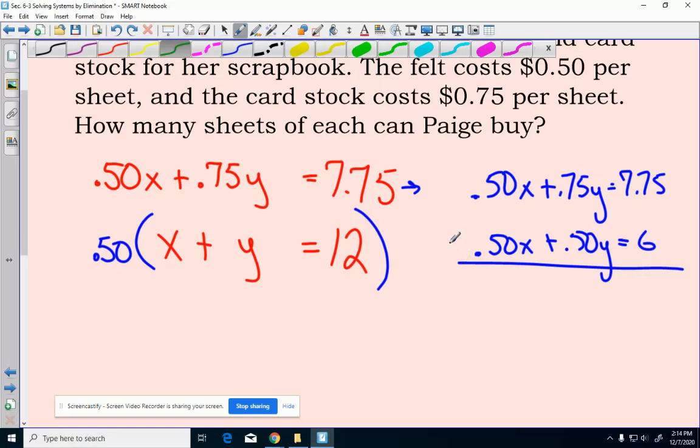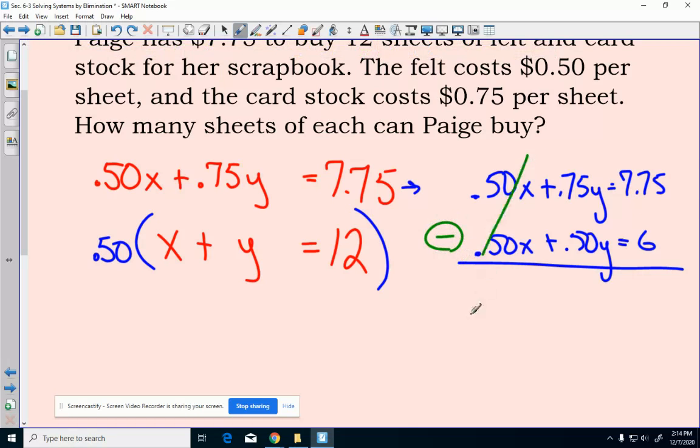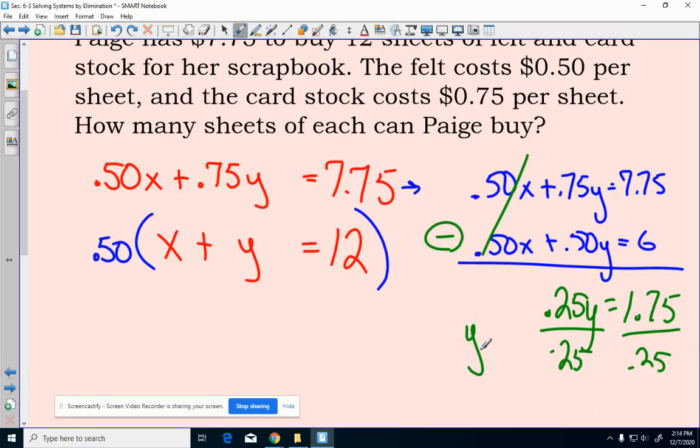Because the x's are the same, we want to use subtraction to cancel them out. In your y values, 75 cents minus 50 cents would leave you with 25 cents. So 0.25y is equal to, if we subtracted 7.75 minus 6, you would get 1.75. And then at this point, it's just the division of 1.75 divided by 0.25, and that would say that y is equal to 7.